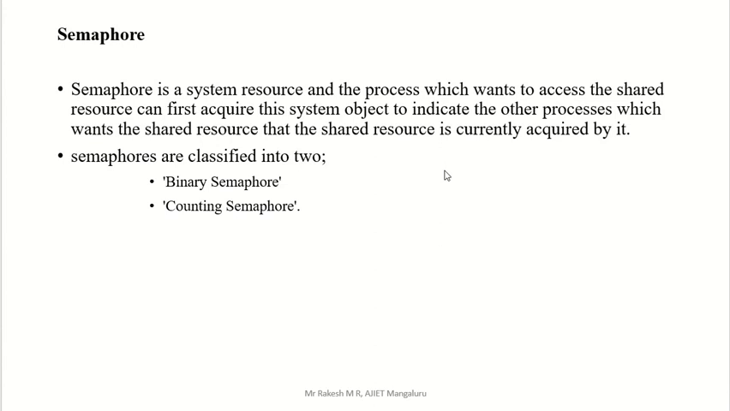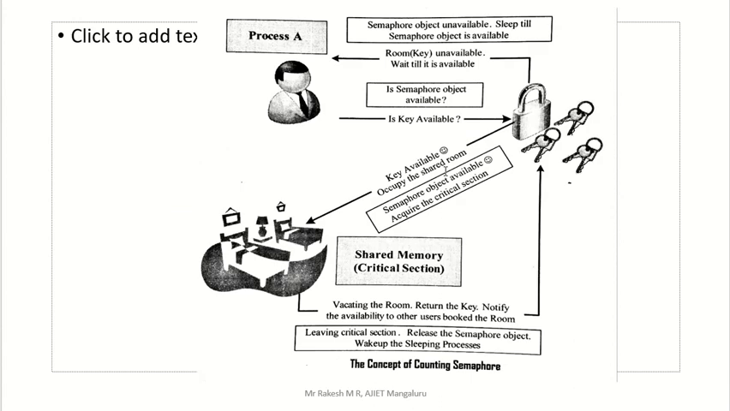Semaphores are classified into two types: one is a binary semaphore, and the other is a counting semaphore. So what do we mean by binary, and what do we mean by counting? Let us see some examples here. This is the example they have given for a counting semaphore.